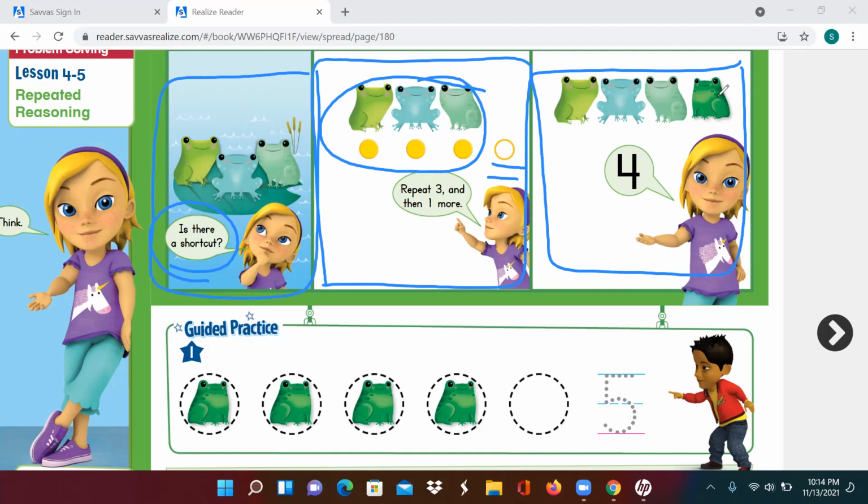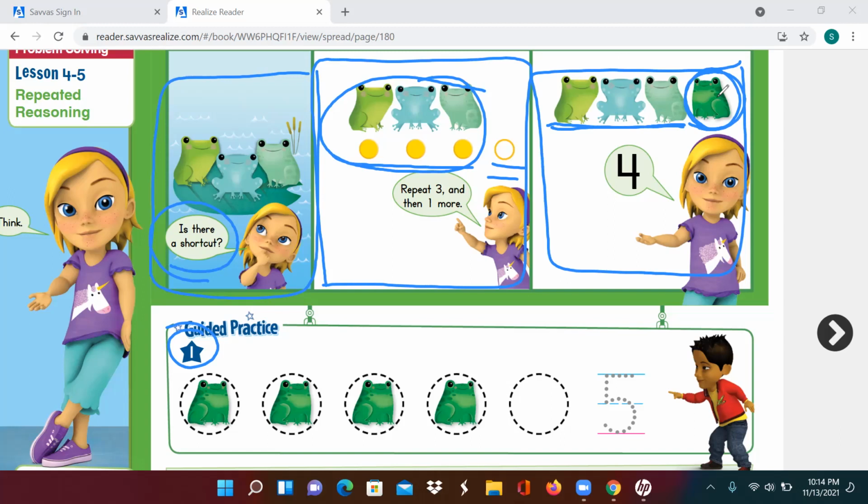So let's look over here. How many frogs are there? There are 4 frogs. So we don't have to count the 3 frogs over. We just repeat the 3 and add the 1 more. So 3, 4. And that is the shortcut. Let's look over here at our guided practice.